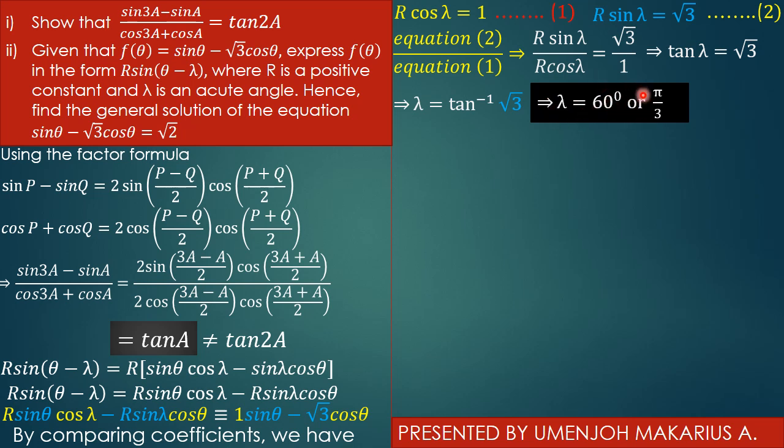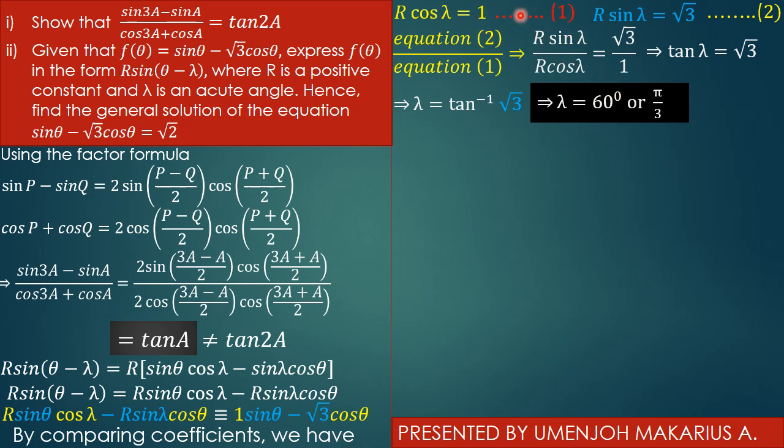And if you punch your calculator, you're going to have your answer to be 60 degrees, or pi over 3. Good. So our lambda is 60 degrees, or we can have it as pi over 3 in radians. Great. So friends, we have solved for lambda already. Let's now solve for the value of r.